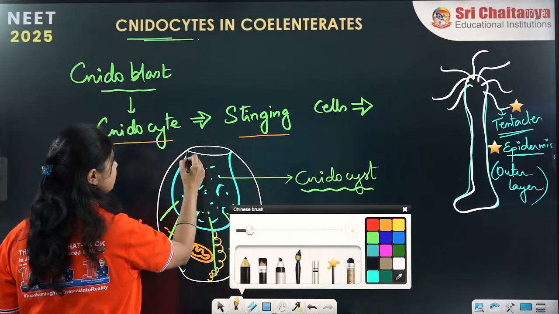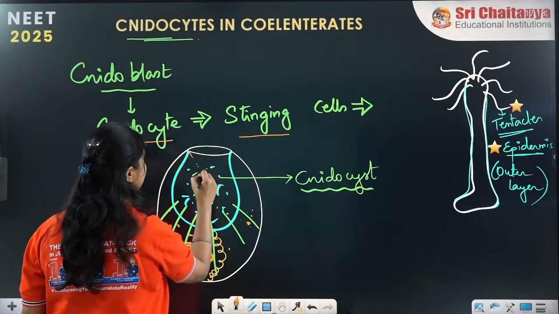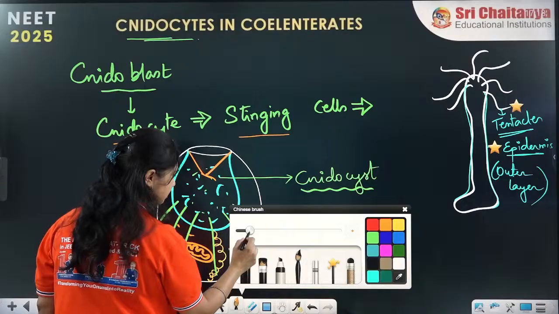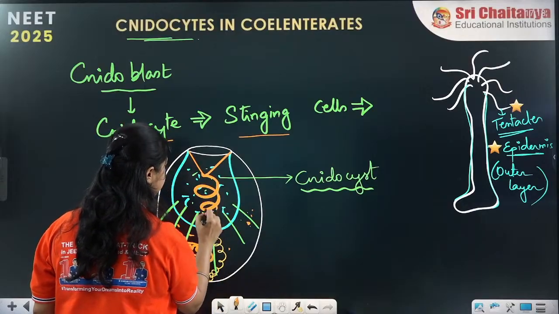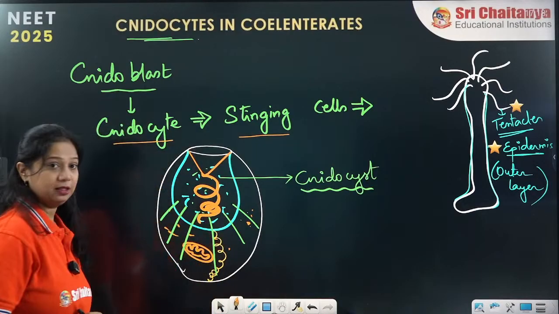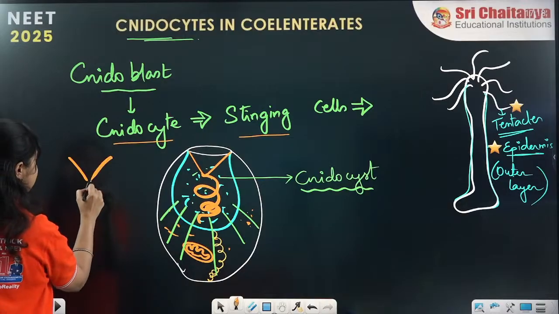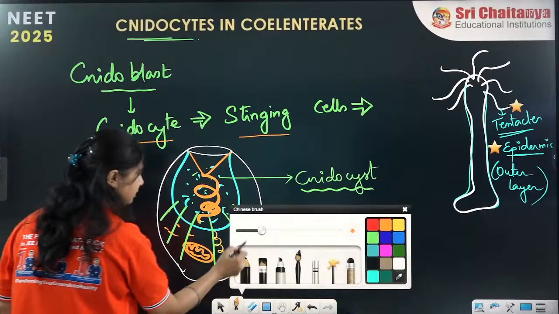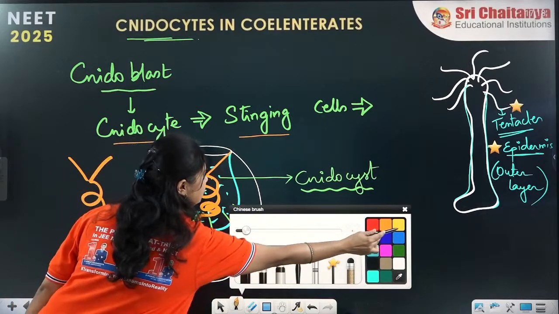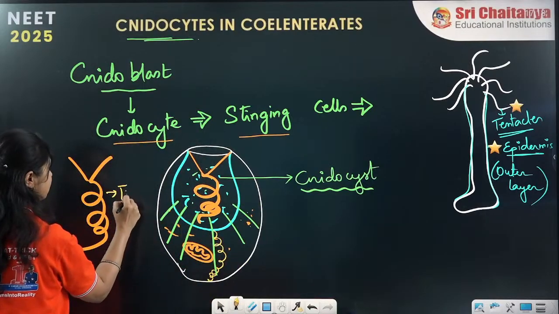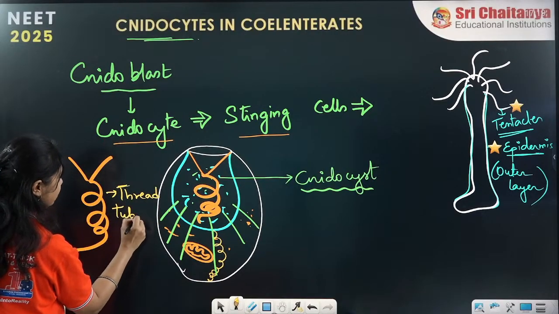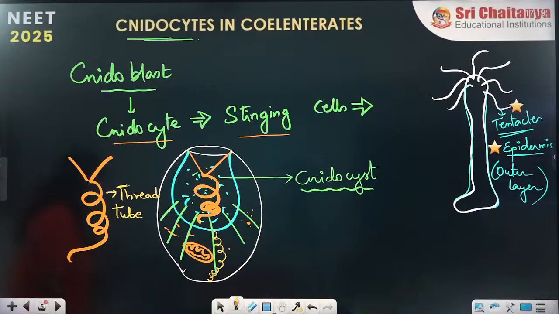Now this cnidocyst, which is a toxin filled sac, contains a very crucial thing. What is this crucial thing? The crucial thing is that it contains a structure like this. Now what is this structure? This is called a thread tube. Alright. This structure is called a thread tube. Okay. This structure is the thread tube.